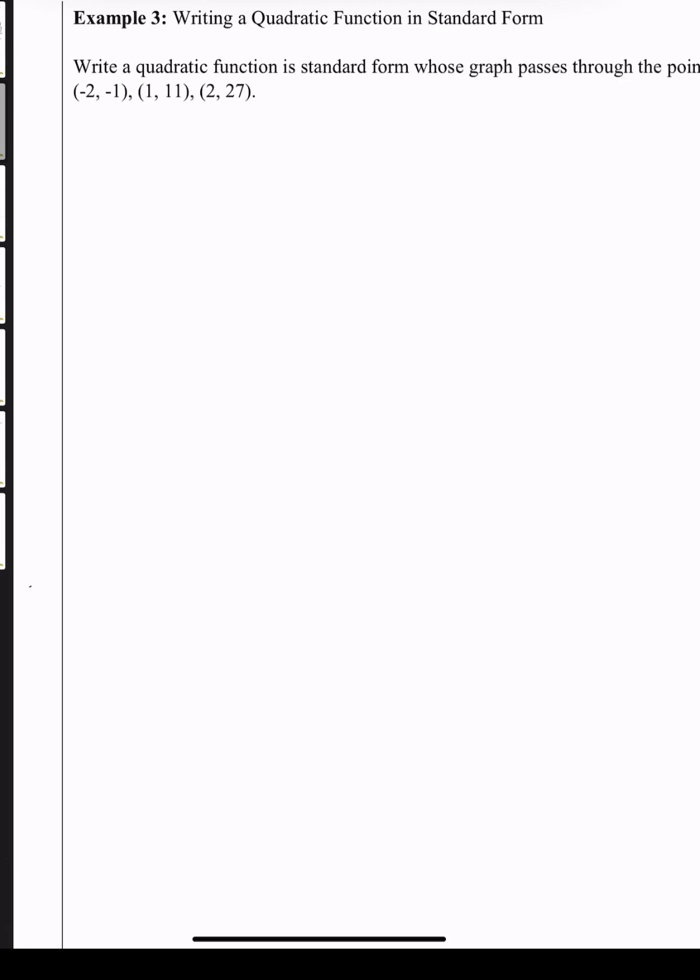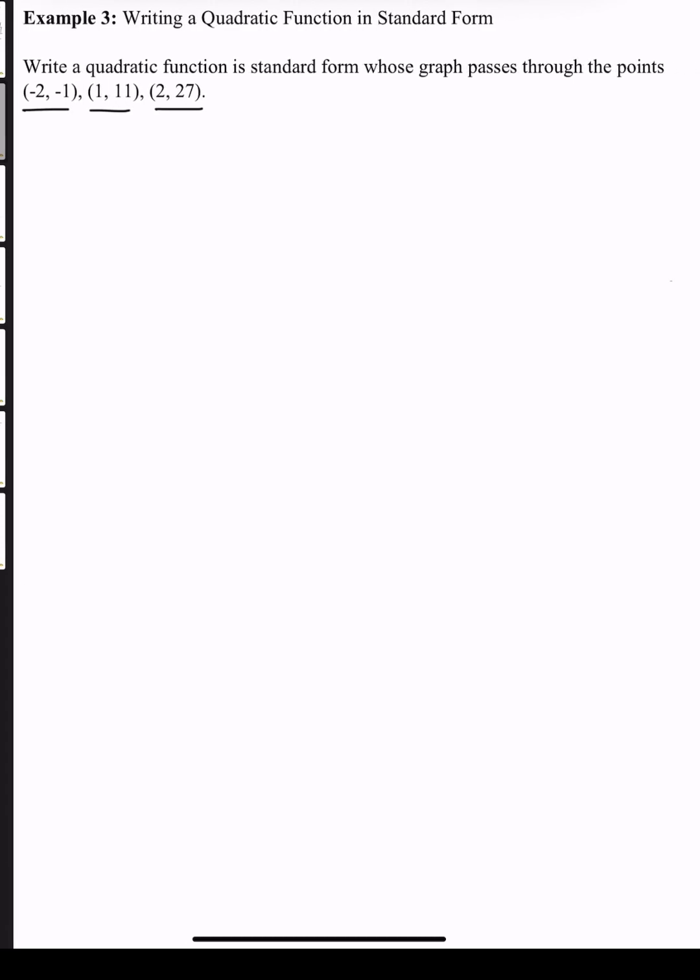Example 3 is abstract. They've just given us 3 points. Each one of these points has an x and a y value. They want us to write a quadratic function using these 3 given points. And these could be 3 points of any data out there in the world. We don't know. But we're going to go ahead and write ourselves a quadratic function in standard form that passes through these 3 points.